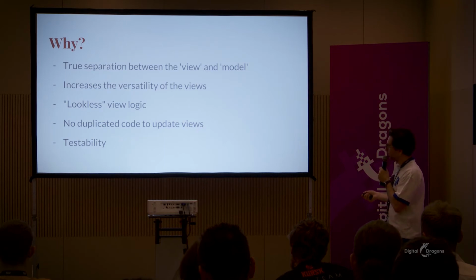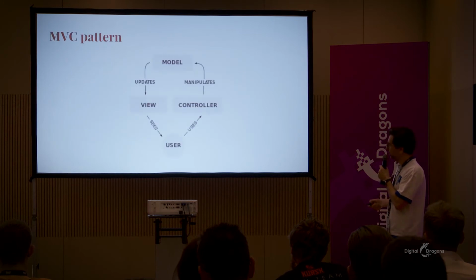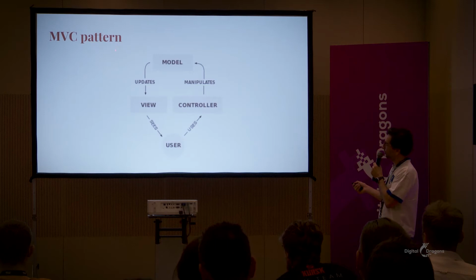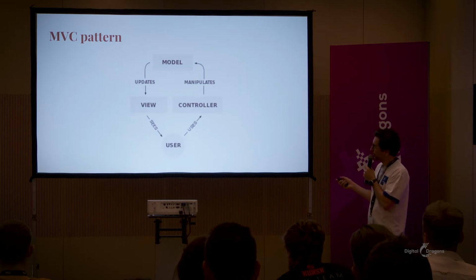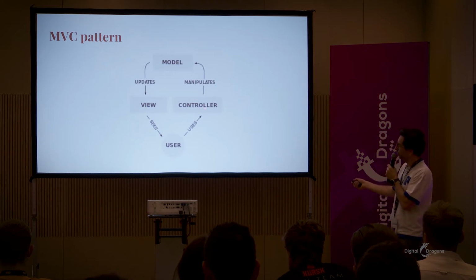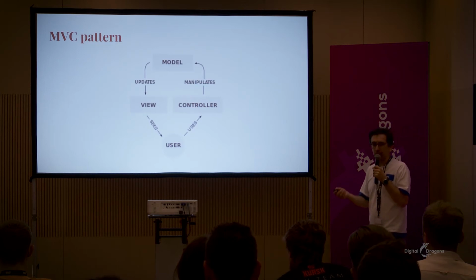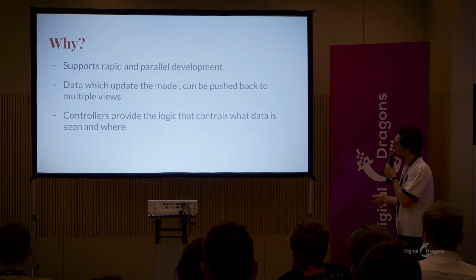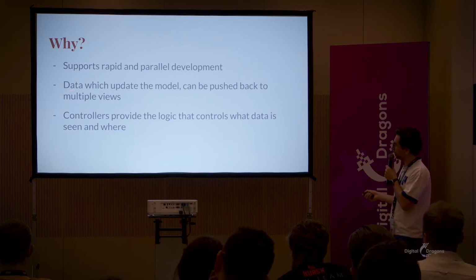There is no duplicated code to update views, and it has very improved testability. This is the other pattern that I was talking about, the MVC pattern, which is a Model-View-Controller pattern. The difference between this and the previous one is that we have a controller instead of a model view. So this controller can implement the same thing with different logics, not only one. This is very helpful because it supports rapid and parallel development.